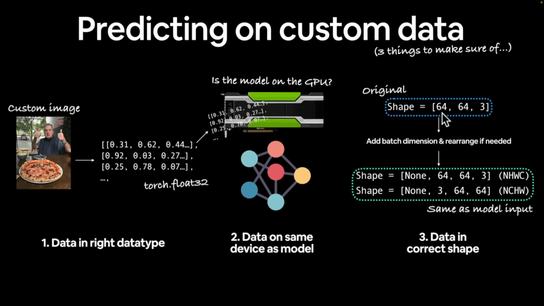So the original shape was 64-64-3. Actually, this should be reversed because it was color channels first, but the same principle remains here. We had to add a batch dimension and rearrange if we needed. So in our case, we used images of this shape, batches first, color channels first, height, width. But depending on your problem will depend on your shape, depending on the device you're using will depend on where your data and your model lives, and depending on the data type you're using will depend on what you're using for torch float 32 or something else. So let's summarize.